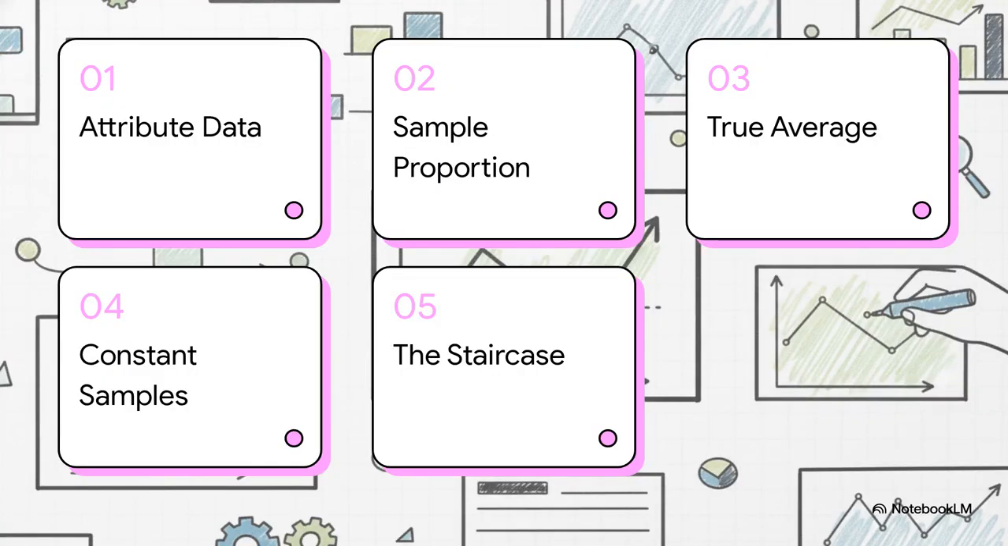First, attribute data and P-charts. Second, finding the sample proportion. Third, calculating the true average. Next, limits for constant samples. And finally, the staircase of varying samples.